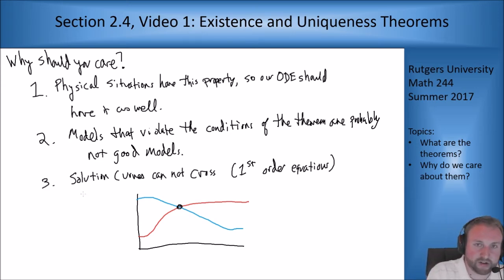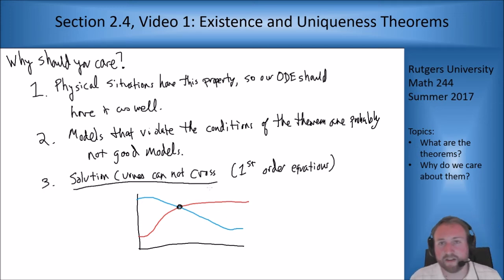So this, it turns out, will be a big thing when we start drawing pictures and looking at all these models that we're looking at. Solution curves cannot cross. And that's the main way you want to be using the uniqueness part of the theorem when we start moving forward into the rest of these sections.